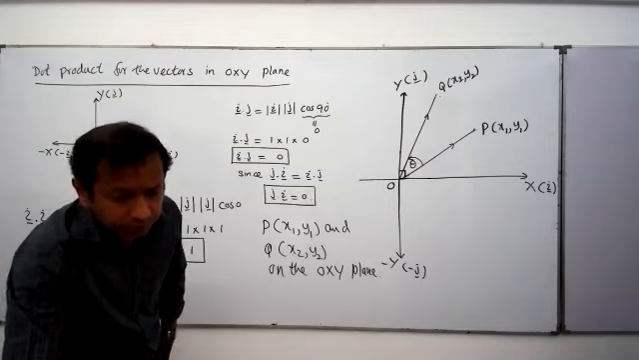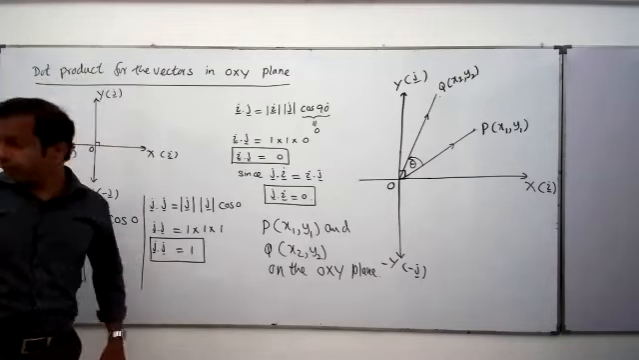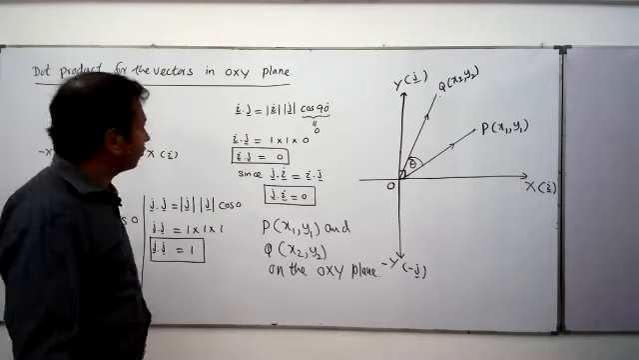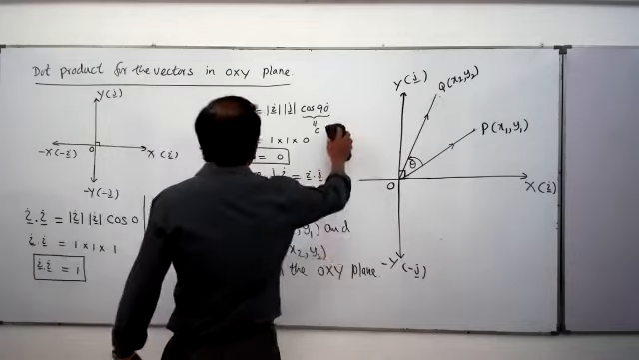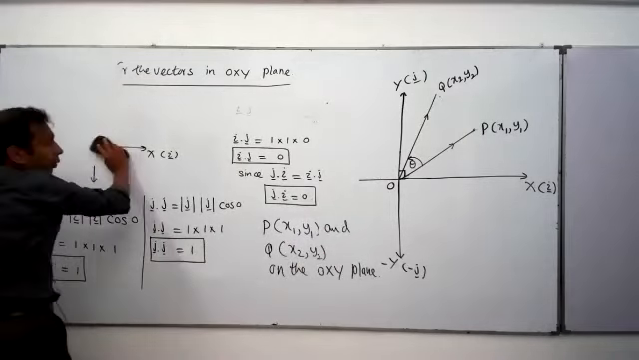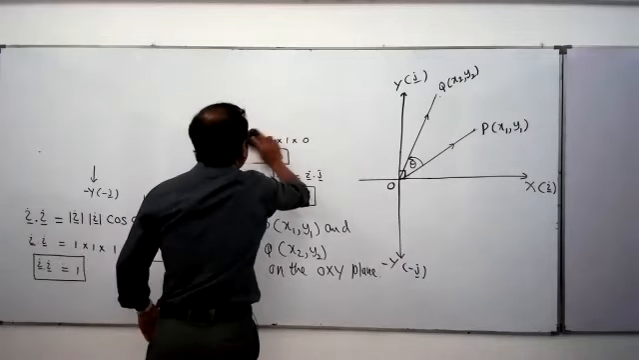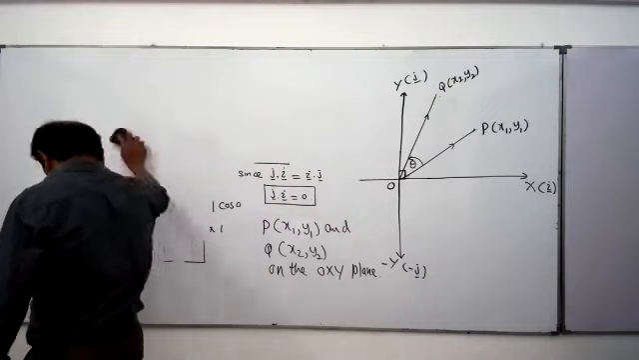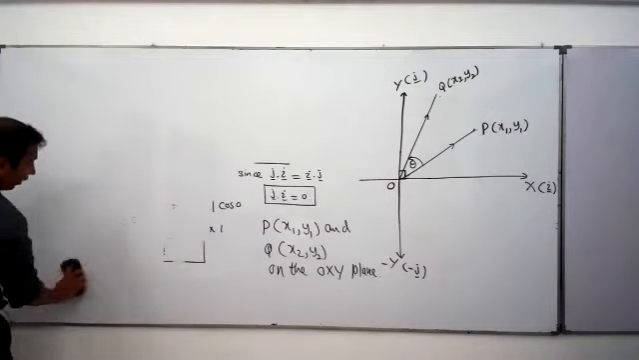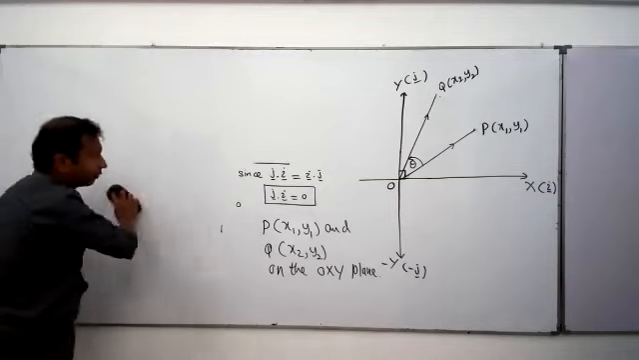Now we'll write, people, the next note this way. First we'll write the OP vector and the OQ vector.